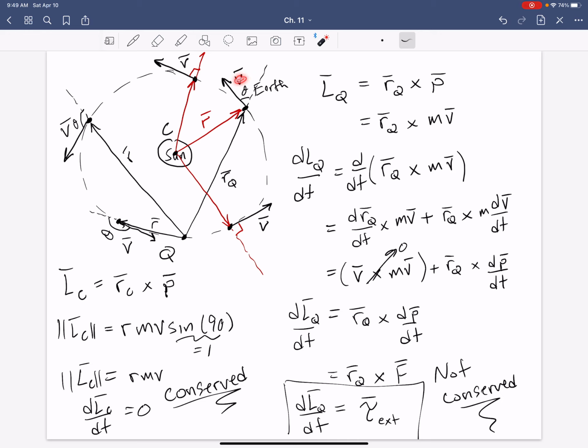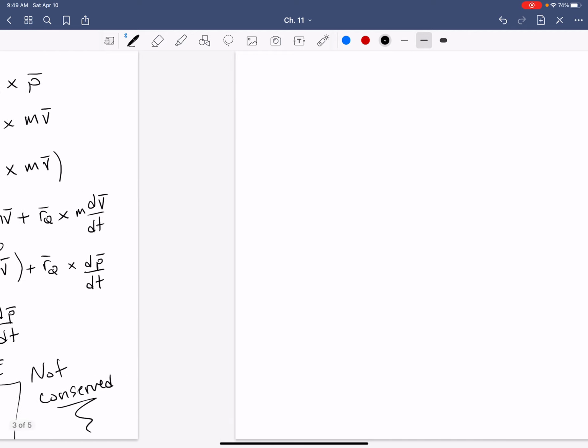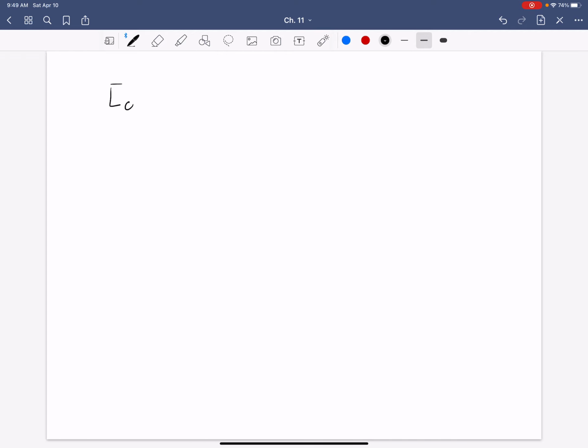So down here, angular momentum L sub c, I'm going to write over here on this page because I have much more room. So that was equal to r cross p, right? Or rather r from point C. Now, the magnitude of each of those vectors, that's just r, m, v, sine, in this case, 90, but that's 1. Now, this is r m v, right?